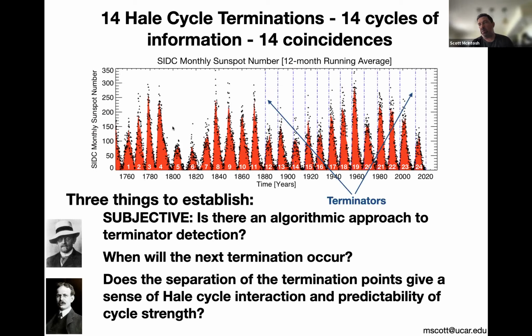And one of the things that we've noticed, and we've been hankering for a long time, was that the termination events themselves gave you some indication of how much overlap there was between the Hale cycles. And if I didn't say it earlier, one of the earlier hints was that if there's more overlap between Hale cycles, it gives rise to weak sunspot cycles. When there's less overlap between Hale cycles, you get strong sunspot cycles. So it's like a big interference pattern.